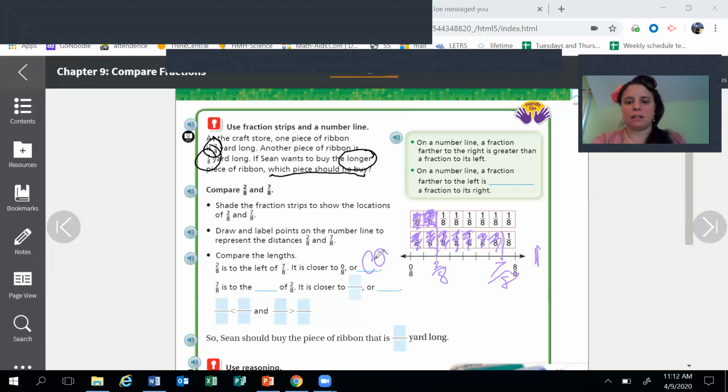I actually accidentally wrote that in. Okay, I wanted that black. 7/8 is to the blank of 2/8. Oh, I don't get that. It is closer to 8/8, or what is another name for 8/8? 1. Okay.